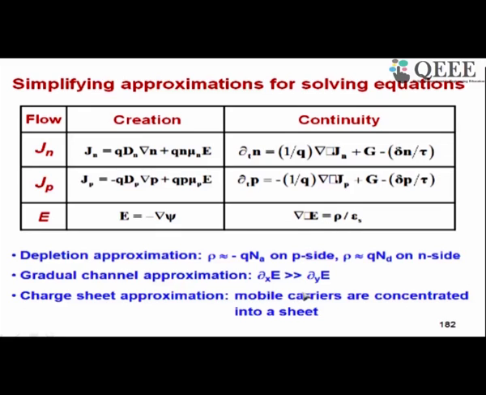Now in the 2-dimensional situation you can assume one of the gradients to be much more than the other. The dou E by dou x is much more than dou E by dou y. That is how you can drop off terms on the left hand side of Gauss law. That is gradual channel approximation.